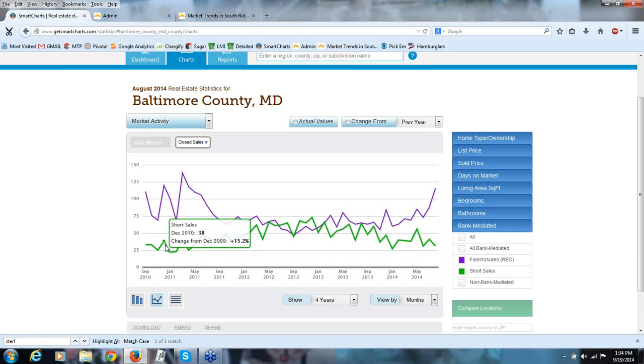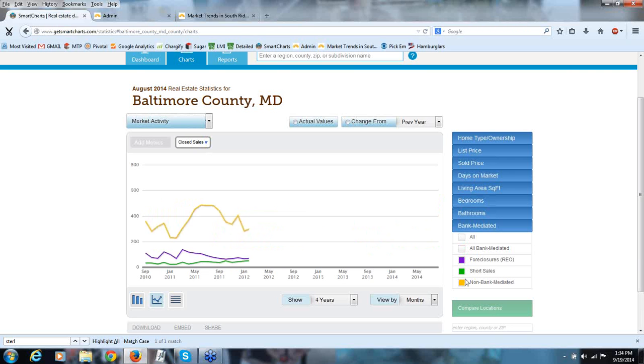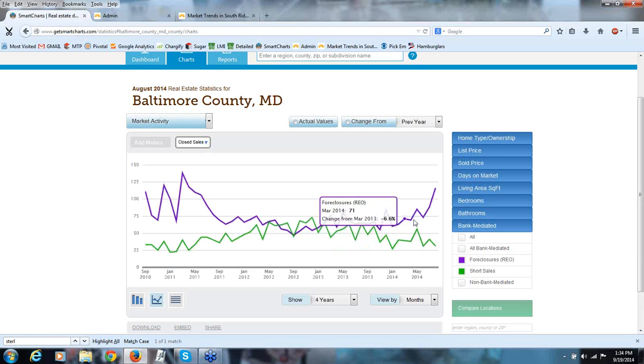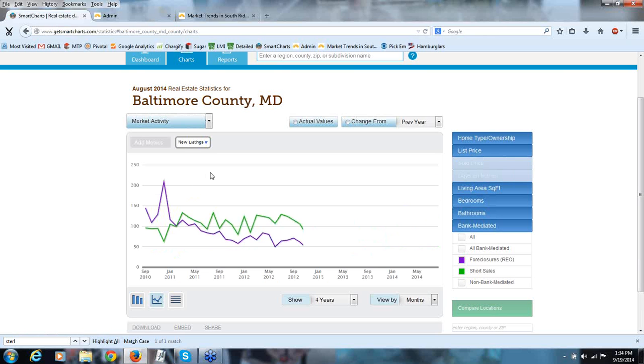And we can see lately in Baltimore County, there's been a sort of resurgence of foreclosures that have hit the market. There was a point where short sales and foreclosures were pretty even. Now, keep in mind, non-bank mediated and non-distressed sales are still the vast majority of the market. But this is saying that in this particular county, foreclosures are starting to rear their head a bit. We can switch this just to look at new listing activity and see that same story holds true.